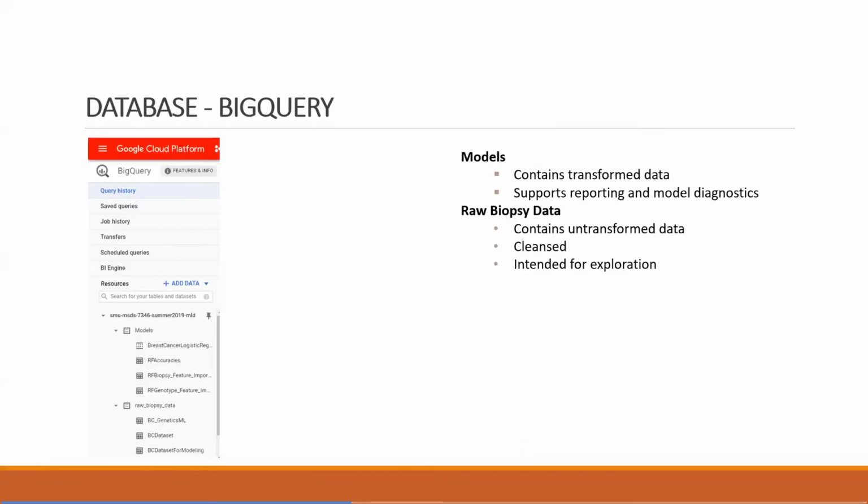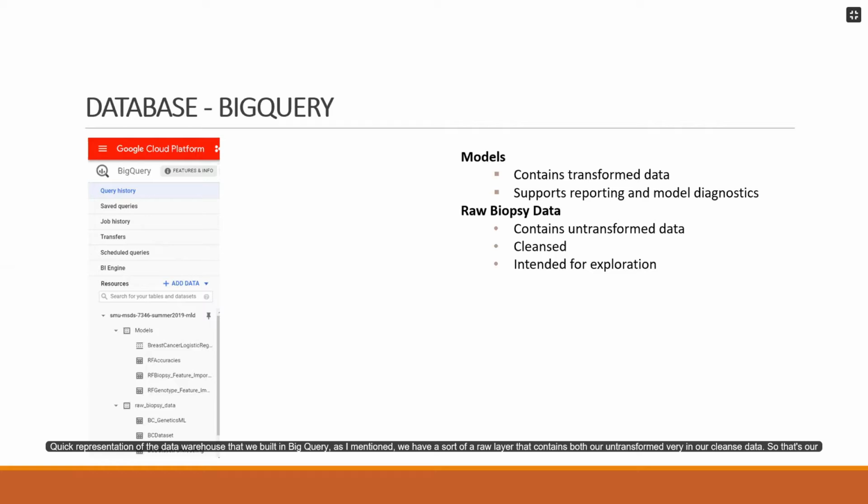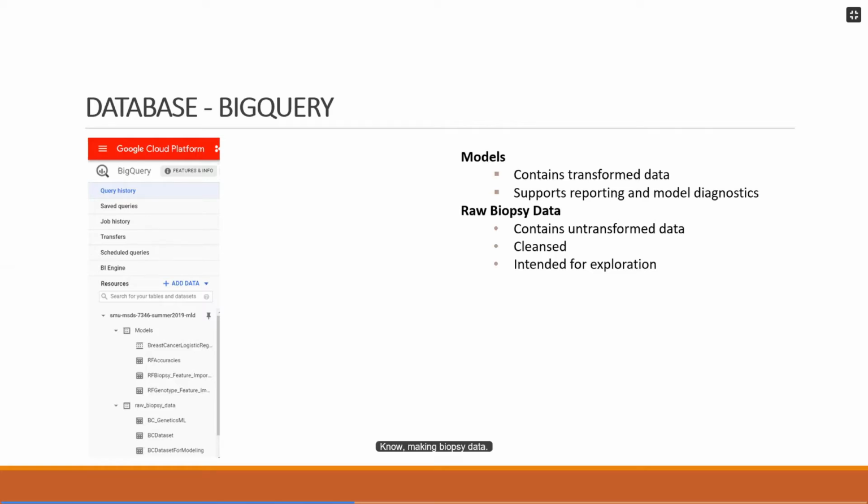Next slide. And finally, here's a quick representation of the data warehouse that we built in BigQuery. As I mentioned, we have a raw layer that contains both our untransformed, or our cleansed data, that's our genomic and biopsy data, as well as some flattened structures that are based on some BigQuery jobs that we built.